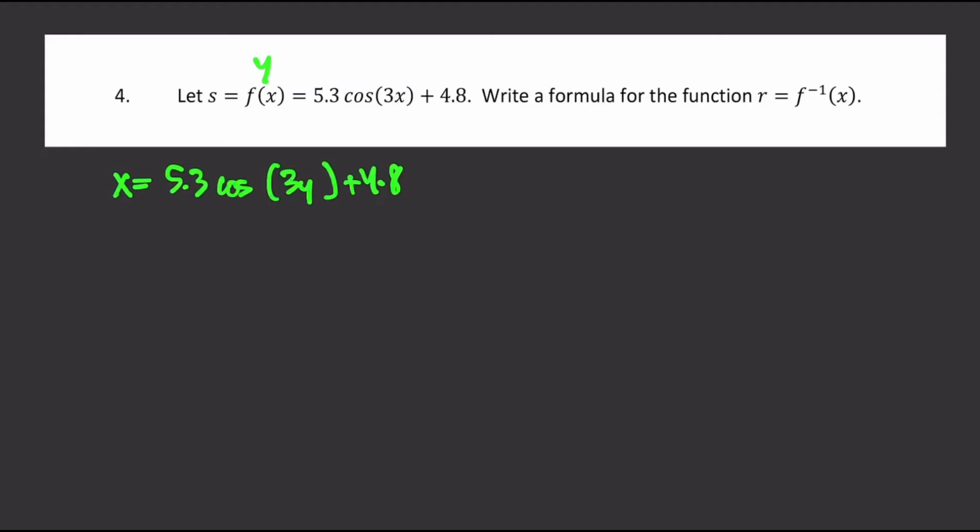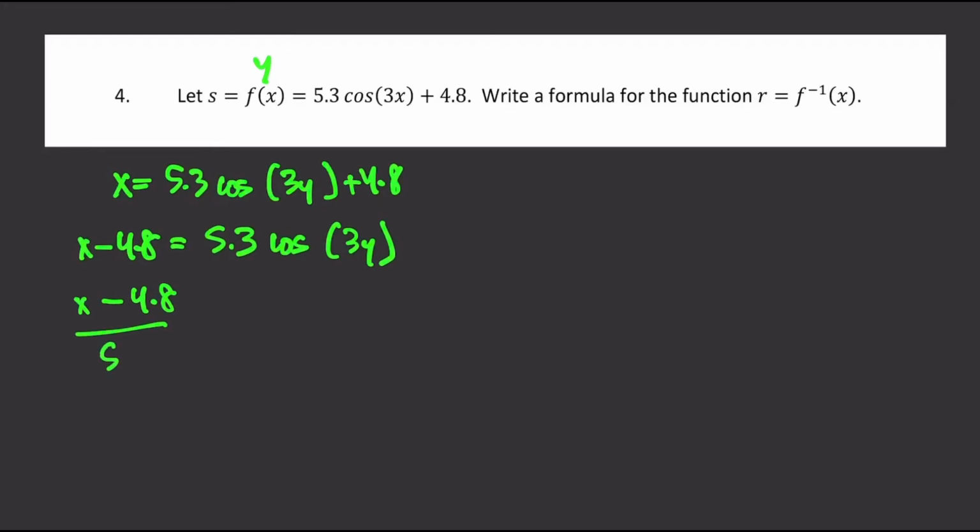So I've got here x minus 4.8 equals 5.3 cosine 3y. Divide by 5.3, that gives me x minus 4.8 over 5.3 equals cosine of 3y. So now something we don't practice nearly enough, but when we're solving a trig function, I want to get rid of the cosine, we use inverse cosine. And we as teachers have been kind of lazy. We don't make you show this enough, but that's how you're going to solve this.